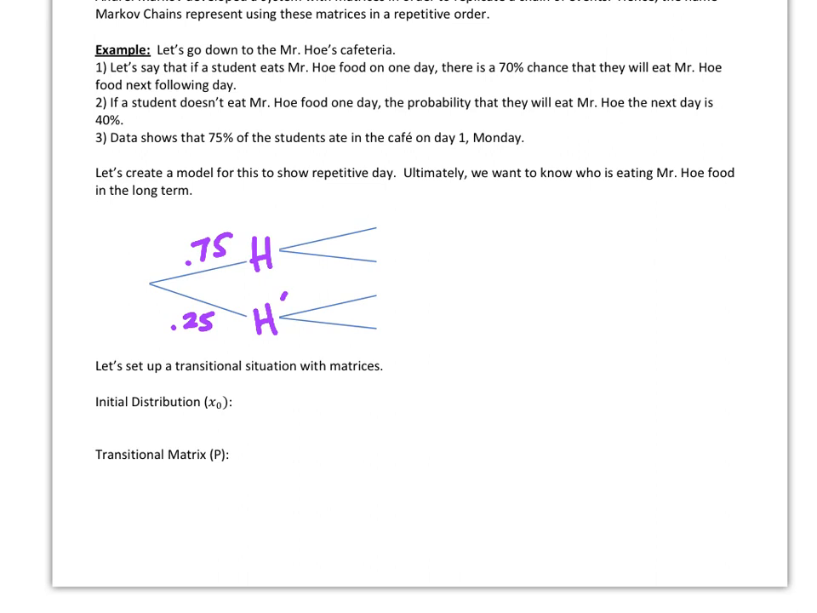Then after one day, we want to see what happens after a transition. The people that go from Mr. Ho to Mr. Ho, or Ho to not Ho, would be 0.7 and 0.3. I'm just doing the probabilities of each one of those. Notice they add up to 1. And then not Ho going to Mr. Ho would be 0.4 and not Ho to not Ho would be 0.6. And that's from this data right here.